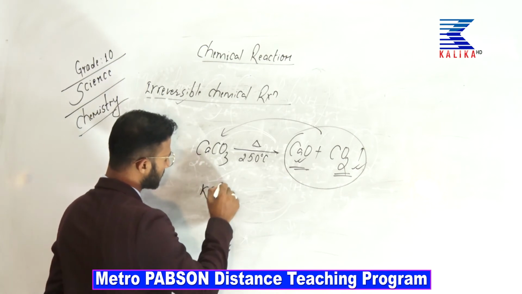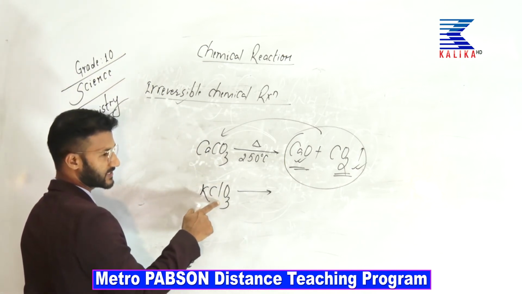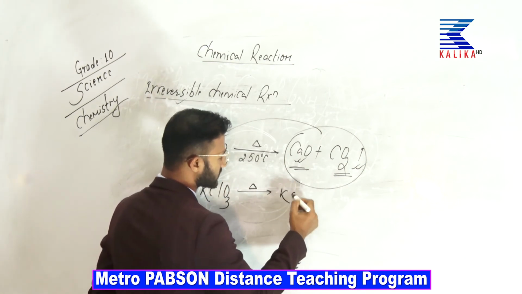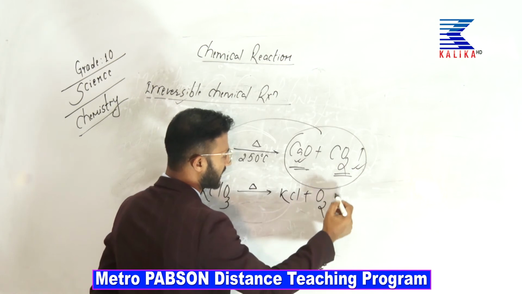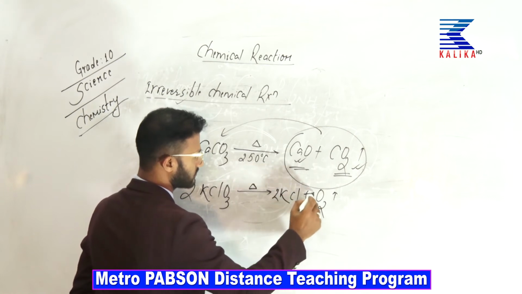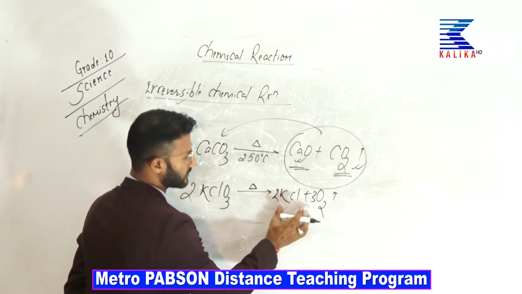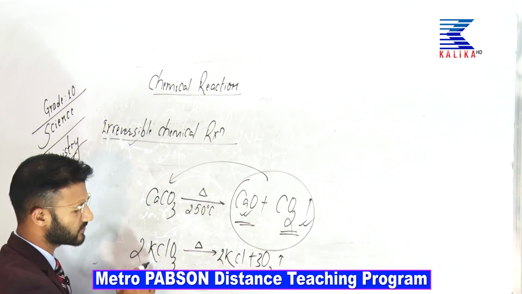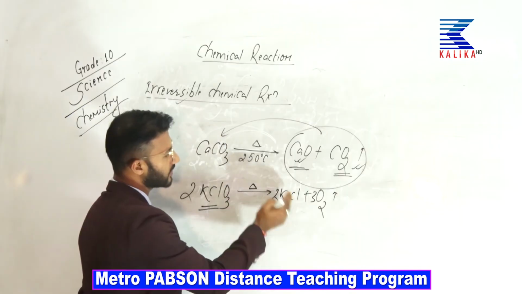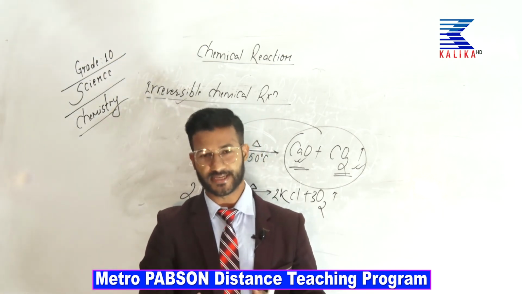Likewise, one more example I can show you. Look at this reaction, KClO3. This is potassium chlorate. When it is heated at around the same temperature, it forms potassium chloride plus oxygen. When it is balanced, it looks like this. In this case, potassium chloride and oxygen do not combine back to give potassium chlorate. It means this reaction does not occur in the reverse direction. It cannot be reversed back, so it is irreversible in nature.